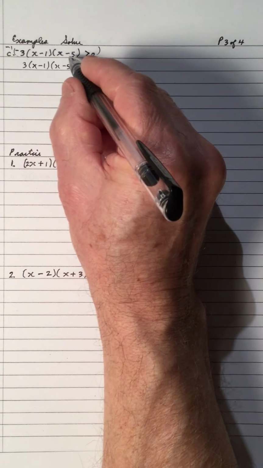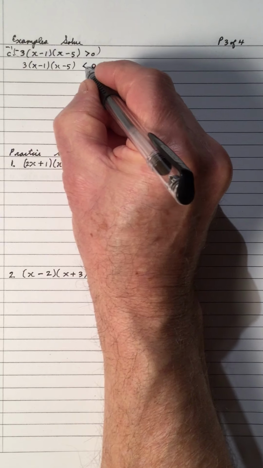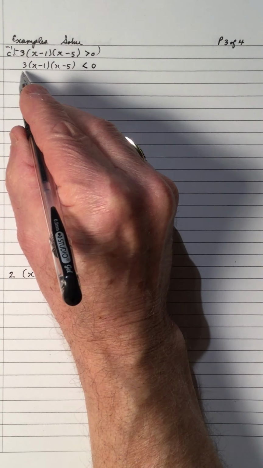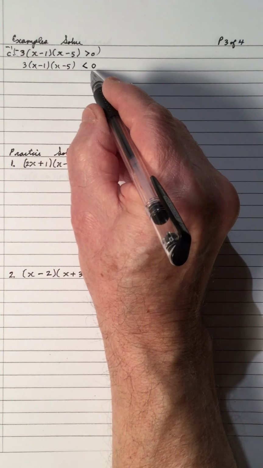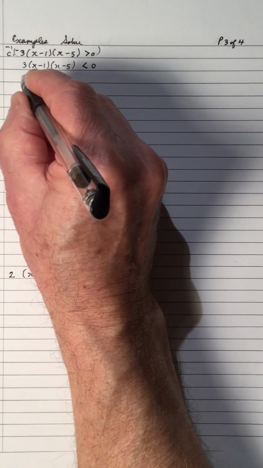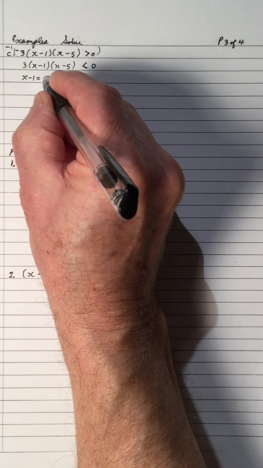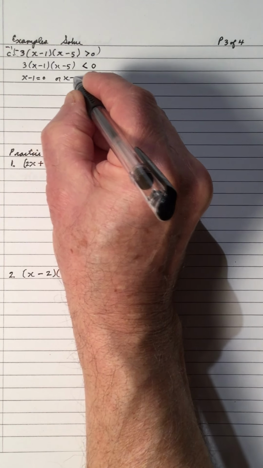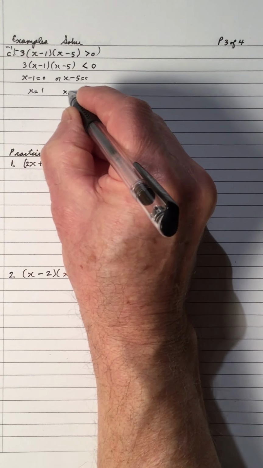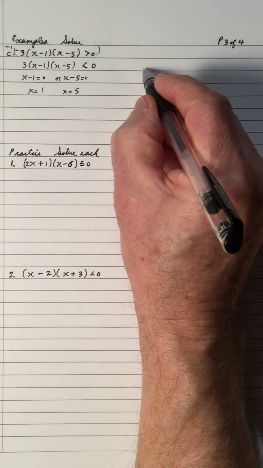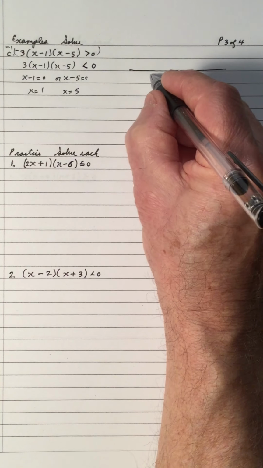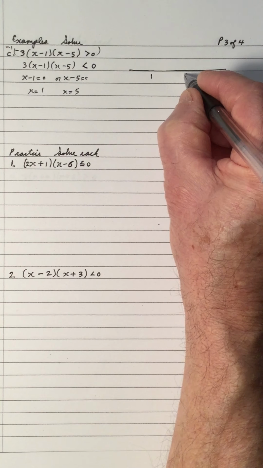But when you multiply an inequality by a negative, the inequality changes direction. So we're really dealing with 3 times x minus 1, x minus 5 is less than 0. We cannot say 3 equals 0, so x minus 1 equals 0 and x minus 5 equals 0, so x is 1 or x is 5. So let's draw the number line, and we have a 1 and we have a 5.